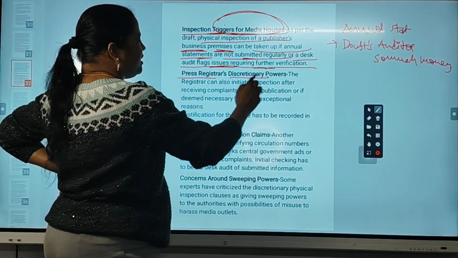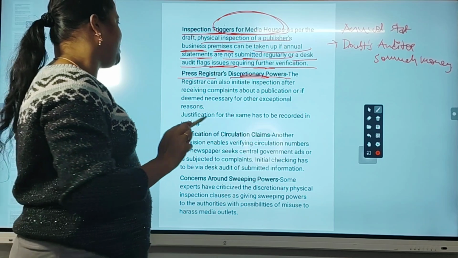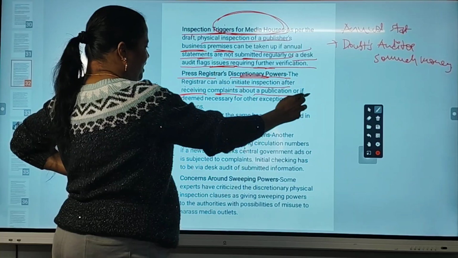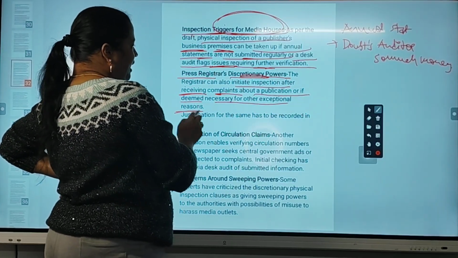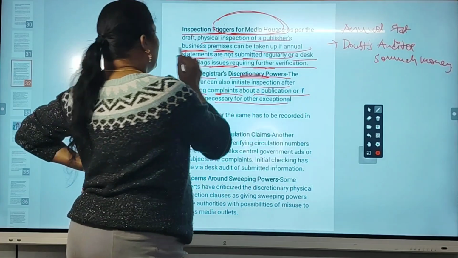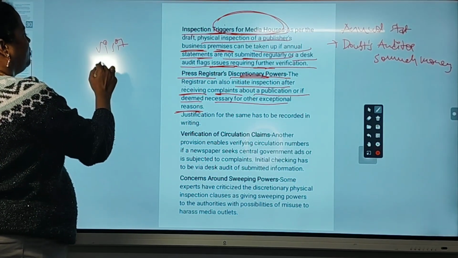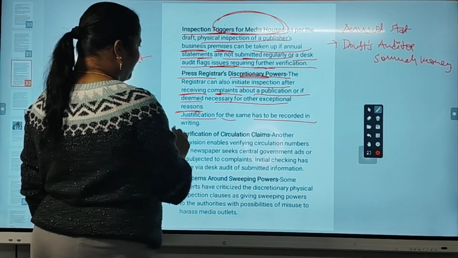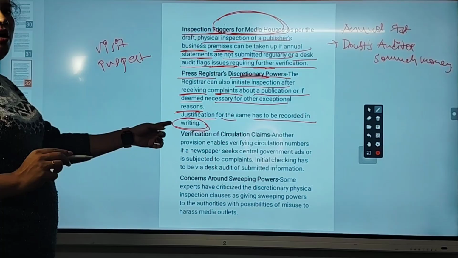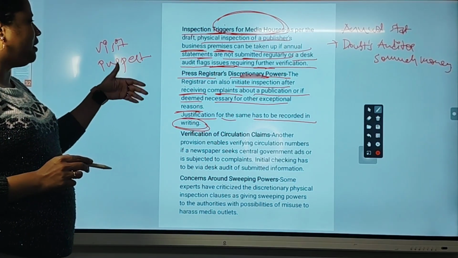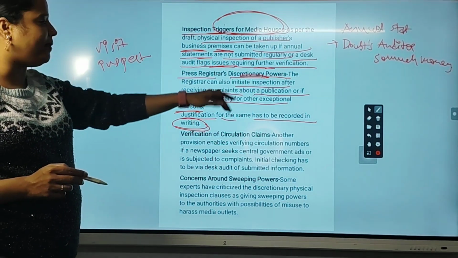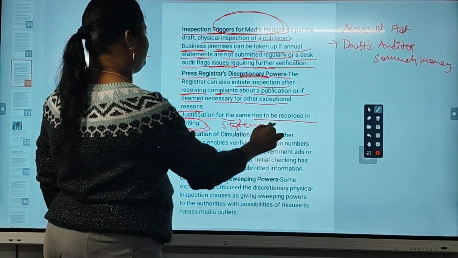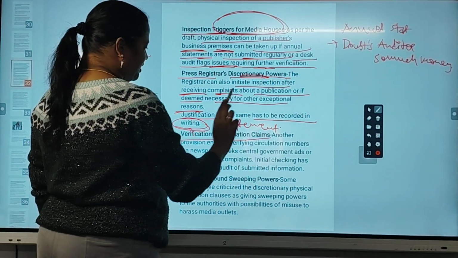Press registrar's discretionary powers. What are the discretionary powers here? The registrar can also initiate inspection after receiving complaints about a publication or if deemed necessary for other exceptional reasons. Apart from visiting, they can inspect things also. Justification for the same has to be recorded in writing. So whatever justification the press registrar or editor submits to the government, they have to make a written statement over it.